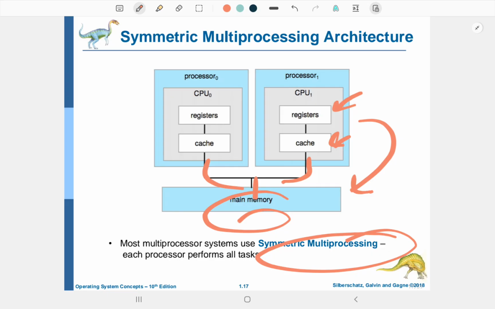All the processors can actually do all types of processing, versus there are other types of architectures where you can have a dedicated processor for specific tasks, and so on. So it's not symmetric in that case, but the main type of systems are symmetric.